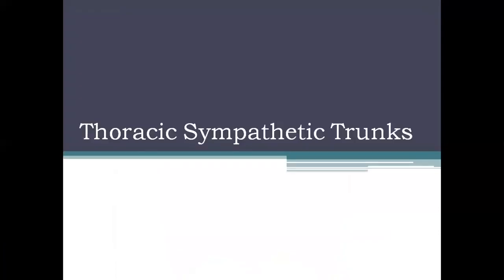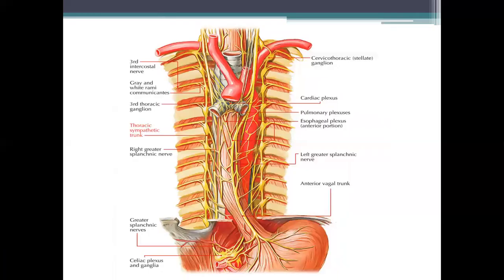The next thing is the thoracic sympathetic trunk. Okay, what is the thoracic sympathetic trunk? As we can see, these are the sympathetic trunks. We can see some beaded ganglion-like structures. Yes, it's ganglion. So this thoracic sympathetic trunk is a ganglionated chain which is situated on either side of the vertebral column.